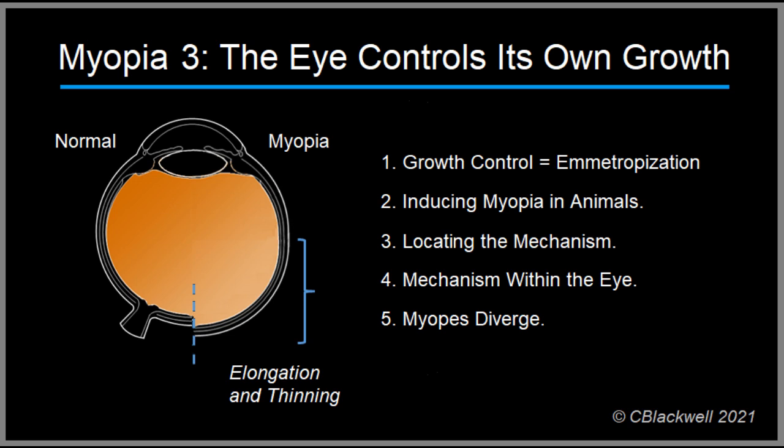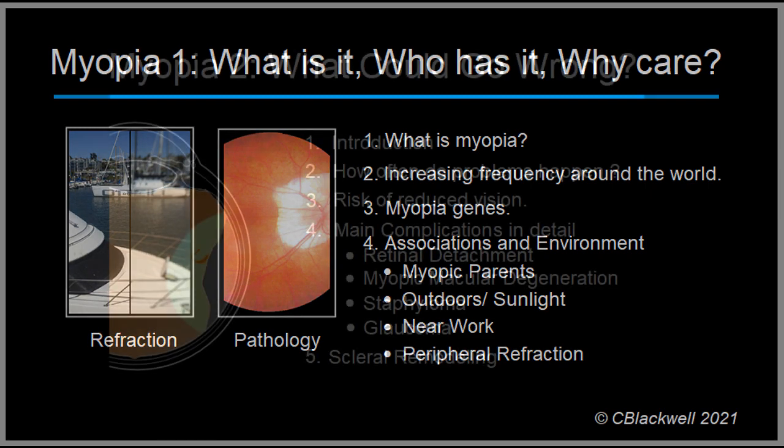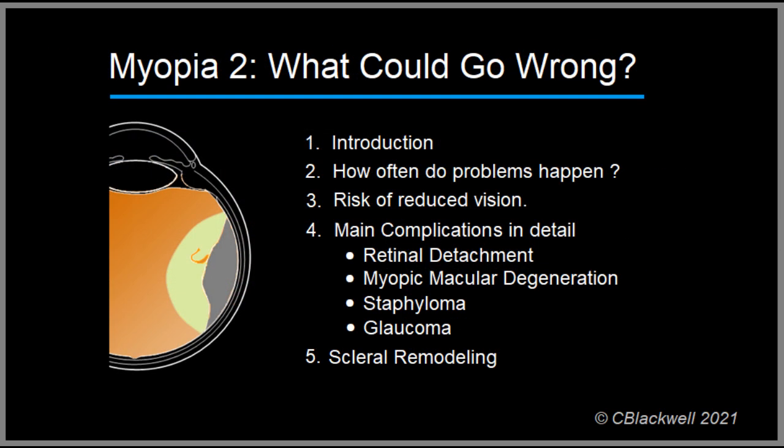With that, we reach the end of video number 3 in our myopia series. In video 1, we discussed what myopia was, how it is increasing around the world, and what factors it might be associated with. Video 2 is a discussion of how myopia leads to vision-threatening complications like retinal detachment and myopic macular degeneration.